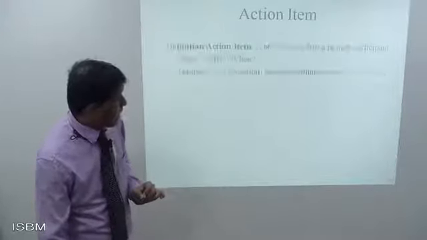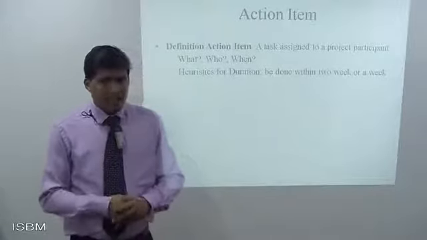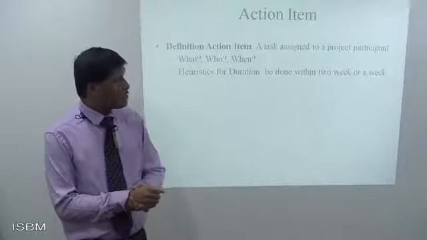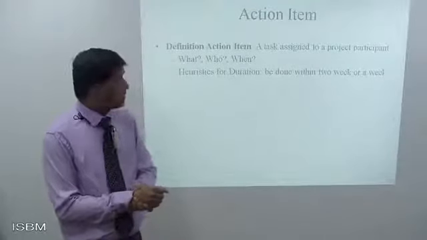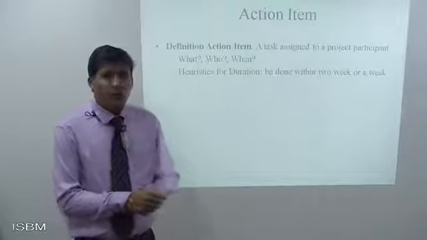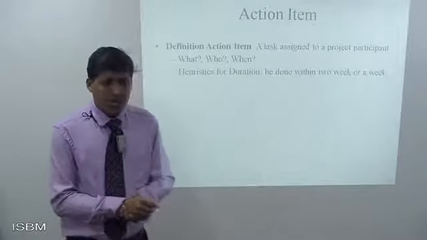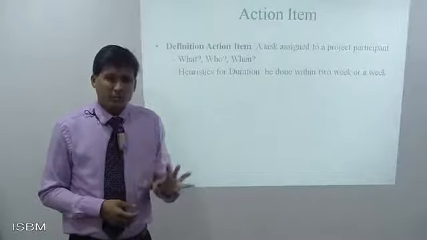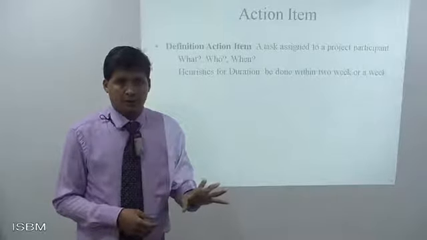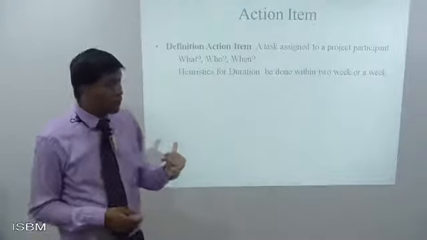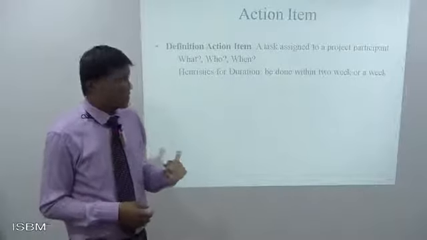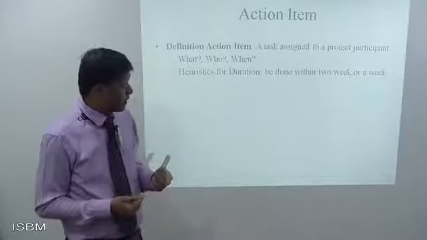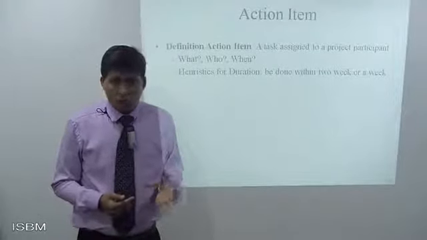Action items. So what are these action items? The definition of an action item is a task assigned to a project participant. What, who, when. So we are now looking from the personnel perspective as well. When we are looking at a project, it's always about the what, but we also want the who and the when. That means heuristics for duration. So what would be the rules and regulations for duration? To be done within a week or 2 weeks.